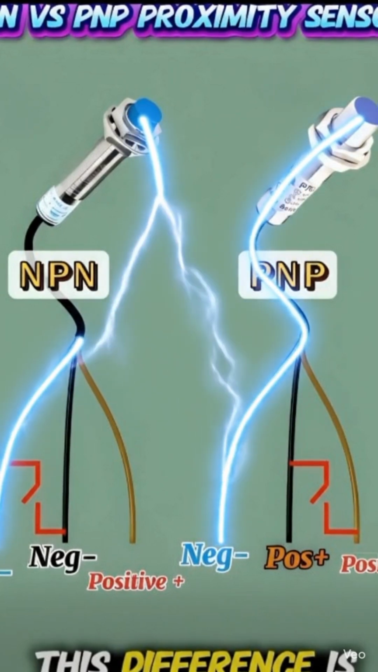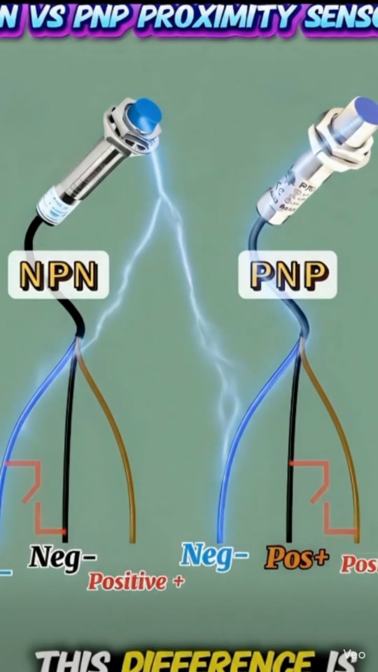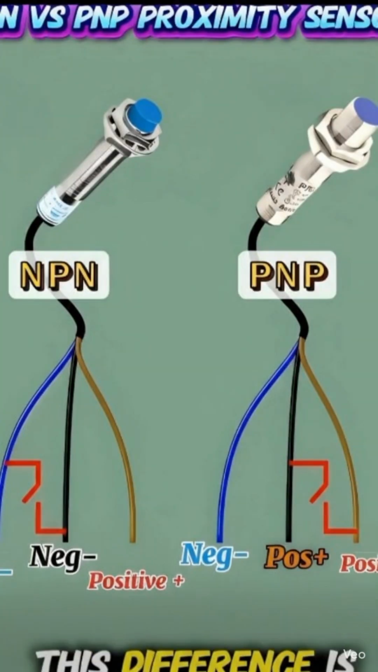6. Practical usage. NPN transistors are more commonly used because they work well with positive logic and ground-referenced control signals. PNP transistors are often used for high-side switching, where the load is connected to ground.